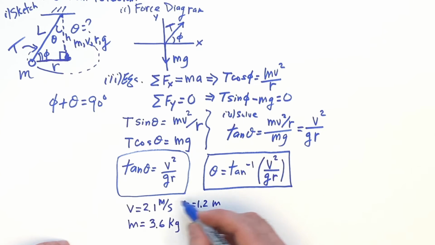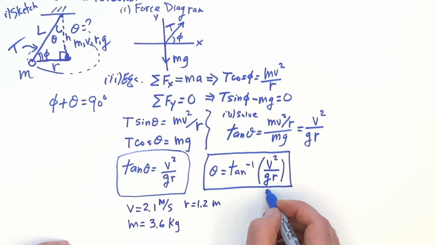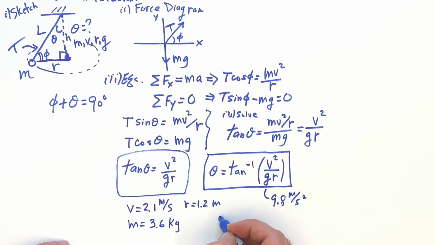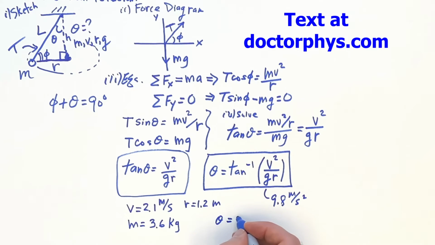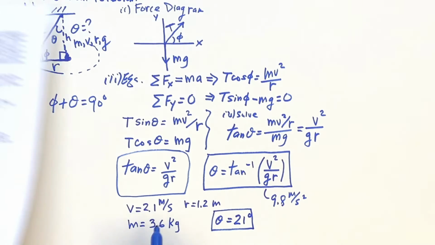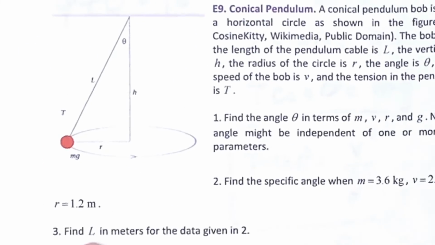So therefore, with these numbers in there and g being 9.8 meters per second squared, and this is worked out in more detail in the text that goes with this video, that's 21 degrees for this specific case. That's the angle with respect to the vertical near the ceiling there. All right. And there was a third question here, and that is to find L in meters.